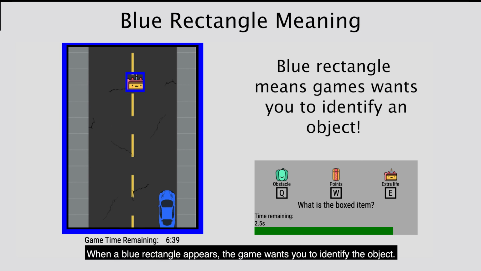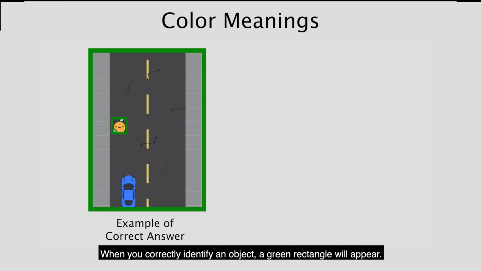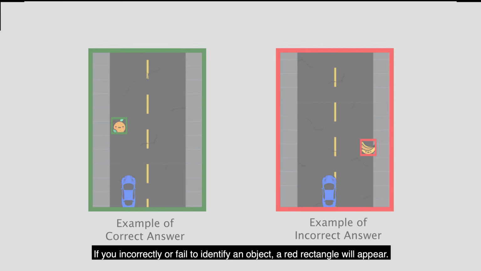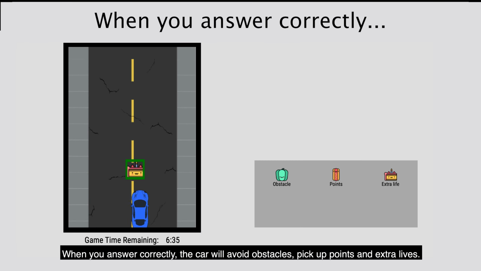When a blue rectangle appears, the game wants you to identify the object. A timing bar shows you how much time remains to identify the object. When you correctly identify an object, a green rectangle will appear. If you incorrectly or fail to identify an object, a red rectangle will appear. When you answer correctly, the car will avoid obstacles, pick up points, and extra lives.